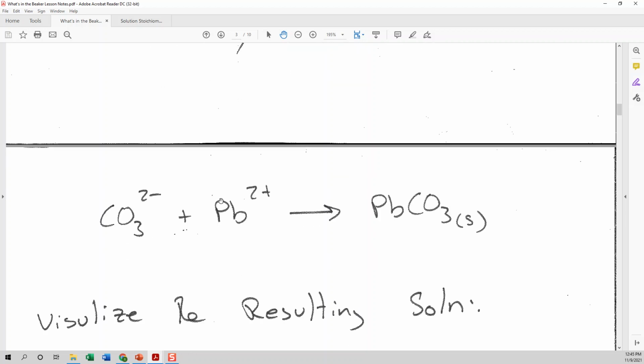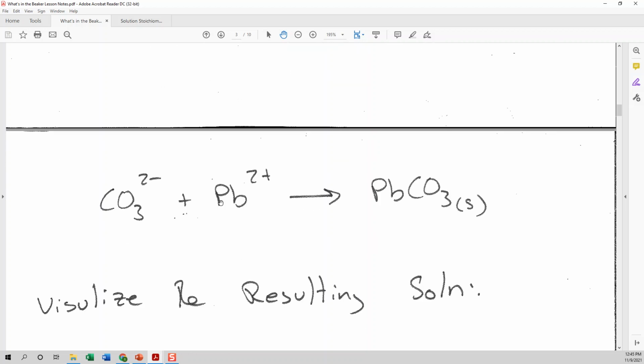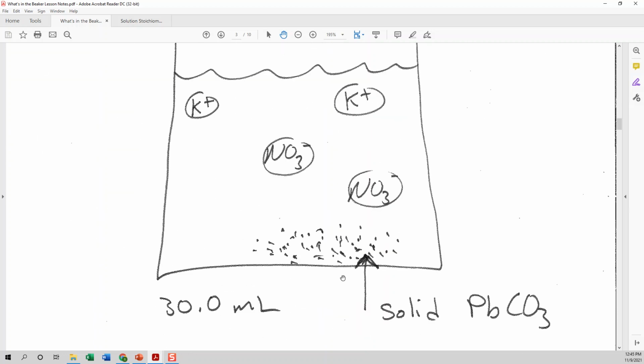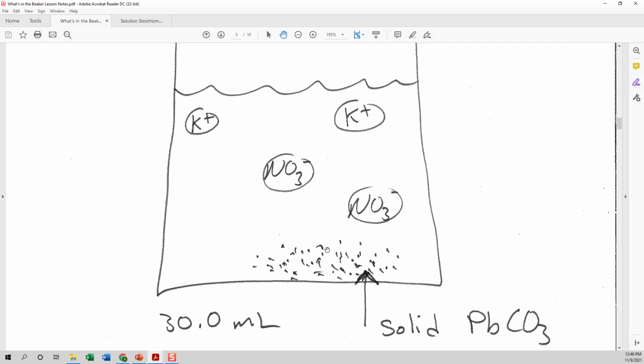All right. But what would the container look like after the reaction happened? Okay, well, we would have our solid particles float down to the bottom, and we know what that's made of. Okay, we know that the solid is lead carbonate. But we would still have the spectator ions, right? All of the potassium that we started with is still dissolved in solution. All the nitrate that was dissolved is still dissolved in our overall solution.